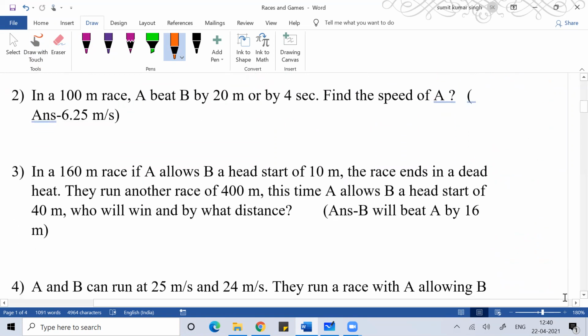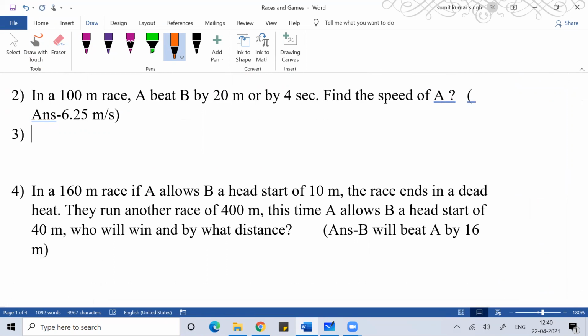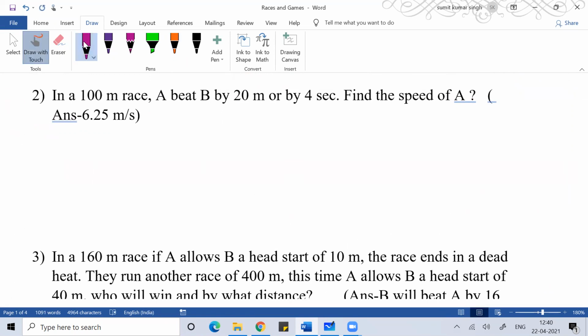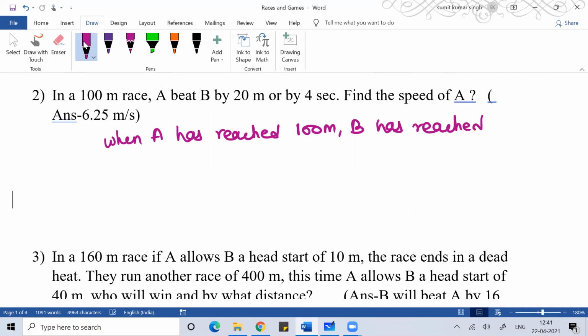Okay, now question number two. You can see in a 100-meter race, A beats B by 20 meters or 4 seconds. When A has reached 100 meters, B has reached 80 meters. So when it was a 100-meter race, A reached 100 meters and B reached 80 meters. That's why A has beaten B by 20 meters or 4 seconds.